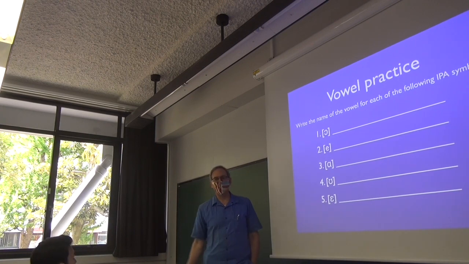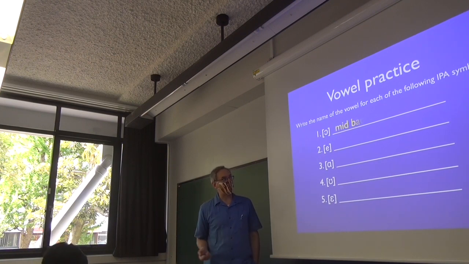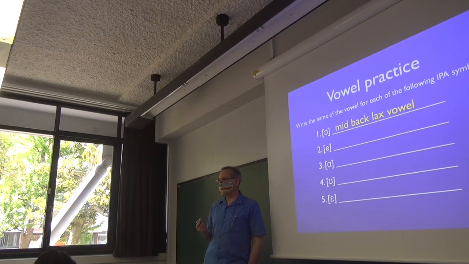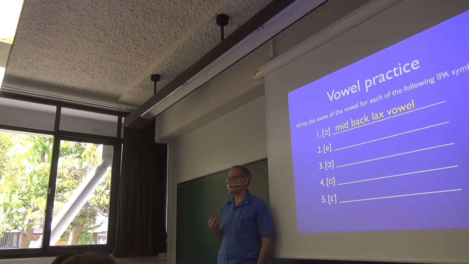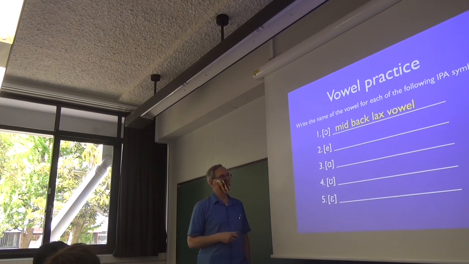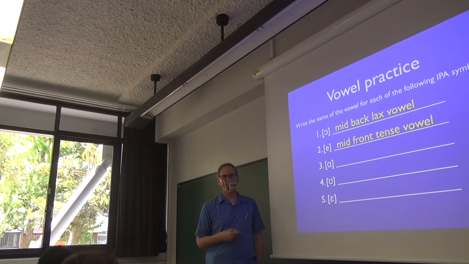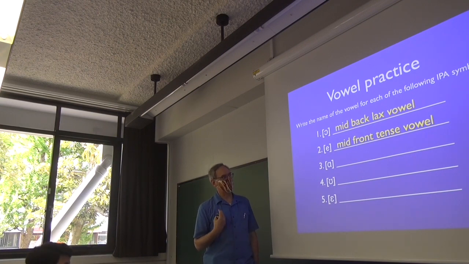Okay, the first is the vowel in soft, which is a mid-back lax vowel. You must include lax because you must distinguish it from o. You must include enough detail to distinguish it from every other vowel in English. Number two is the vowel a. So that's the mid-front tense vowel. You have to have mid to distinguish it from e. You have to have front to distinguish it from o.